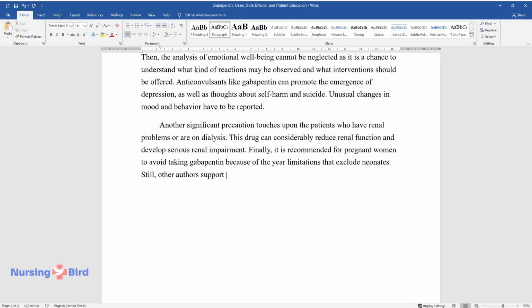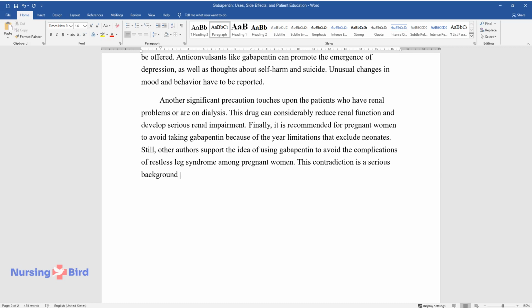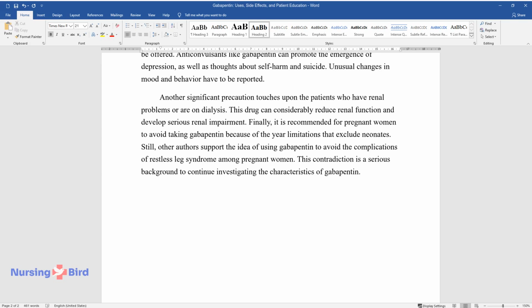Still, other authors support the idea of using gabapentin to avoid the complications of restless leg syndrome among pregnant women. This contradiction is a serious background to continue investigating the characteristics of gabapentin.